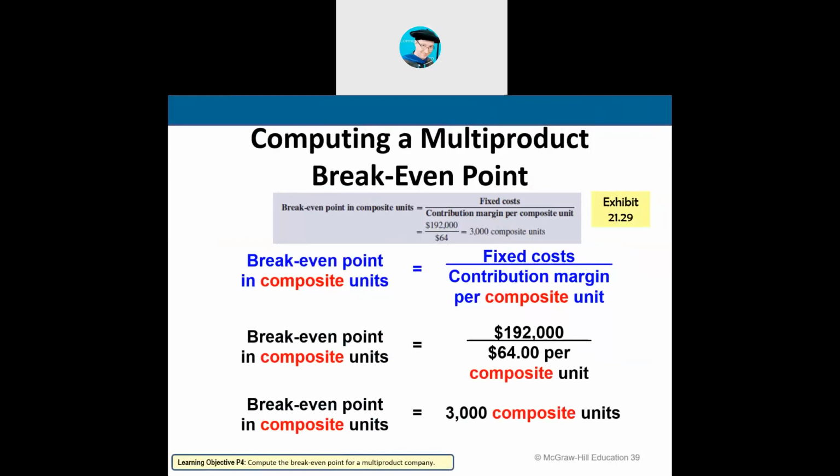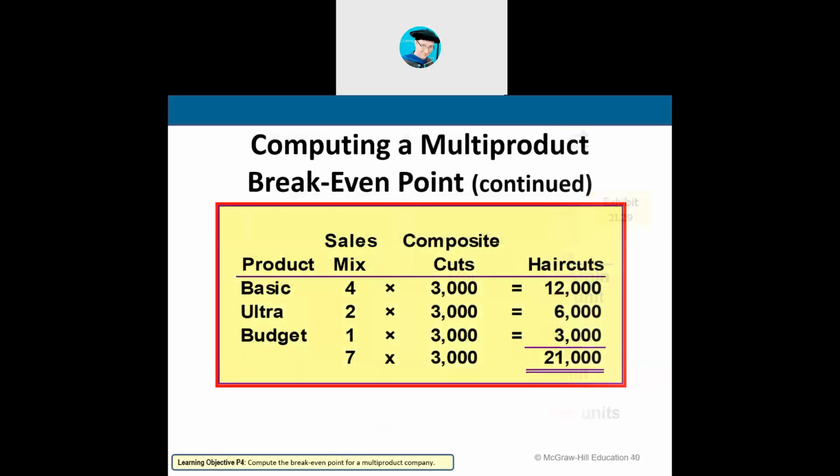And for a lot of different products, we can find our break-even point for all of our products. I need to sell 3,000 haircuts per year in order to break even. Fixed cost divided by the contribution margin for all of my different products together gives me the total number of haircuts I need to make in order to break even. We're almost done. So I got my break even. I multiply that by my sales mix to get my number of haircuts I need to have for each different type of haircut in order to break even.